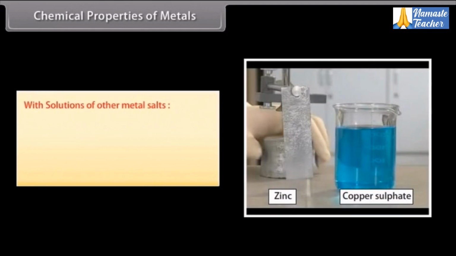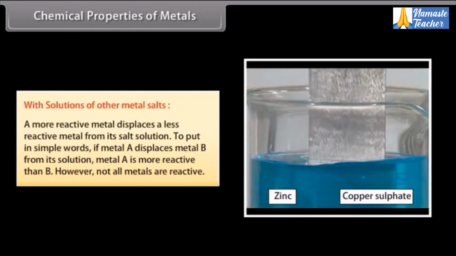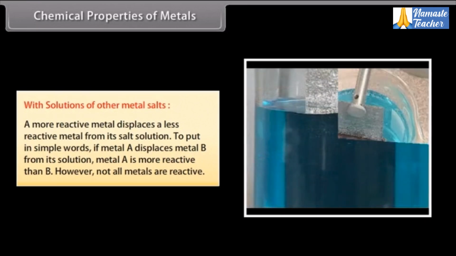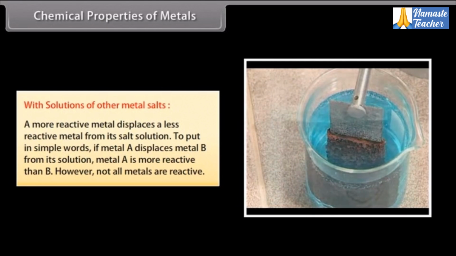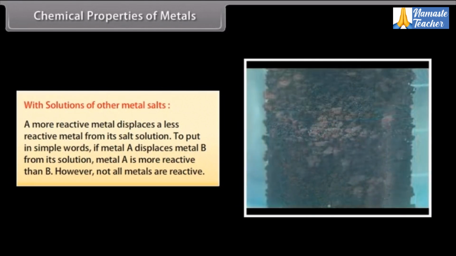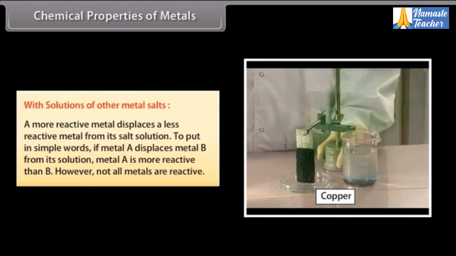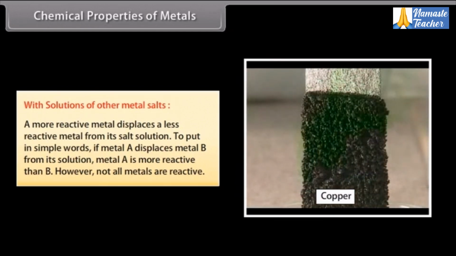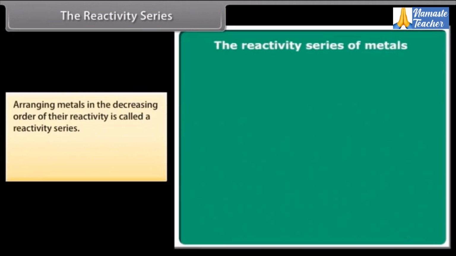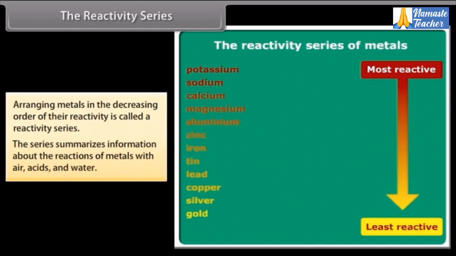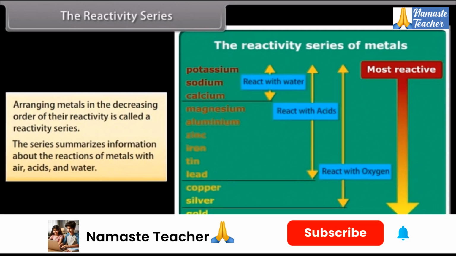With solutions of other metal salts, a more reactive metal displaces a less reactive metal from its salt solution. To put in simple words, if metal A displaces metal B from its solution, metal A is more reactive than B. However, not all metals are reactive. In this reaction, the copper contained in the copper sulfate is replaced by zinc. The reactivity series: metals arranged in the decreasing order of their reactivity is called a reactivity series. It is used to summarize information about the reactions of metals with air, acids, and water.